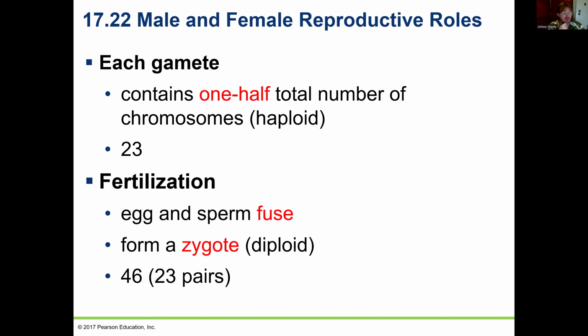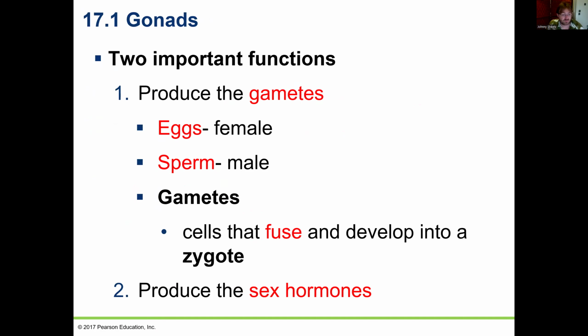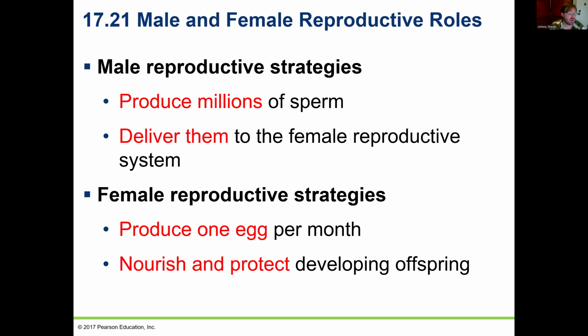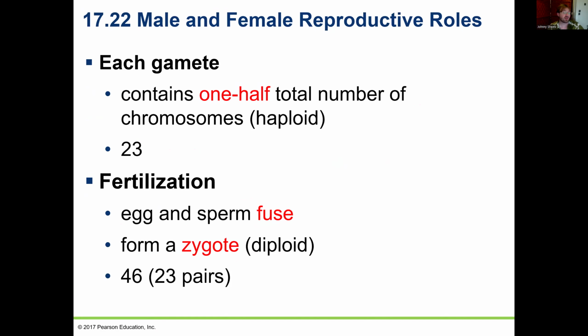Alrighty, so back to reproduction. Each gamete contains half of the total number of chromosomes, haploid, so there's going to be 23 chromosomes. In fertilization, eggs and sperm cells fuse and form a zygote. So we start with our gametes, they fuse together and develop into a zygote. We have 46 total chromosomes. These are 23 pairs: 23 you get from your mother, 23 you get from your father, numbered chromosome 1 through 23.